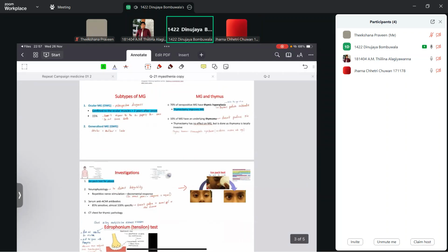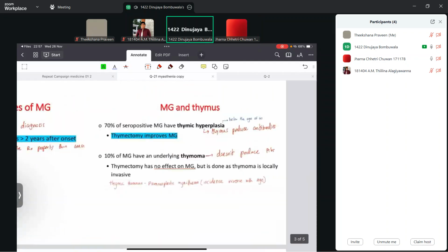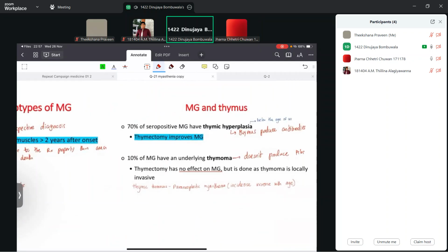Some patients can have thymic hyperplasia. We know that the thymus is the place where antibody production occurs, so some patients undergo thymectomy if they are not responding to treatments.